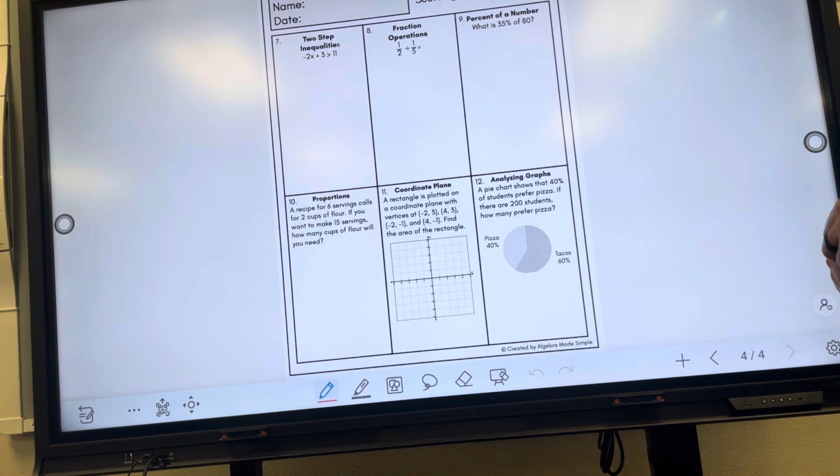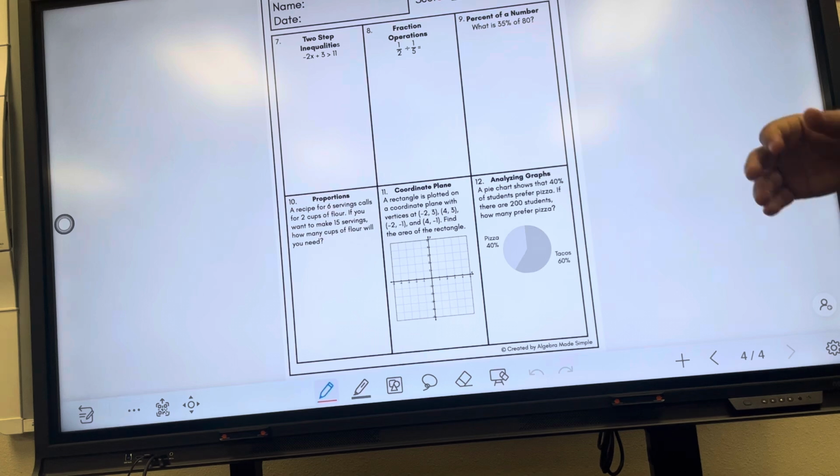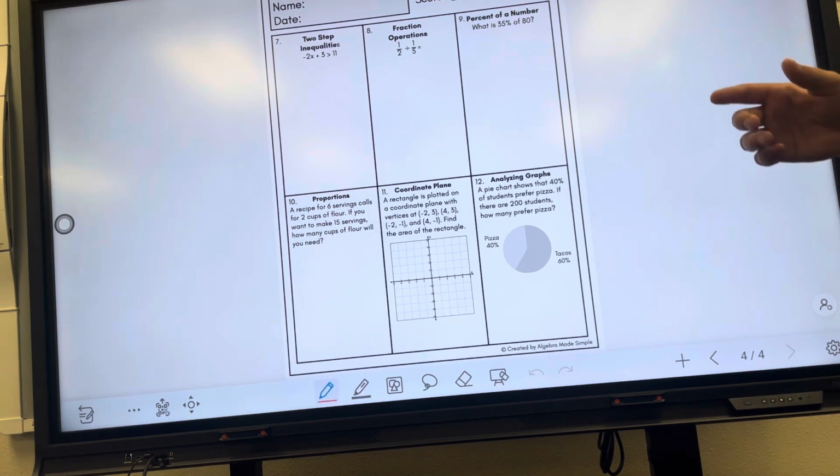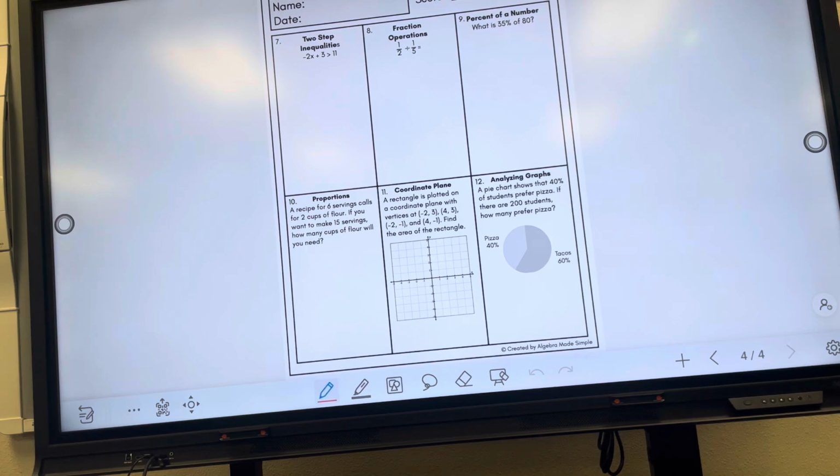Number 9, percent of a number. It says what is 35% of 80? All you have to do here is multiply those 2 numbers together and see what happens there. Change that percent to a decimal too if we need to.